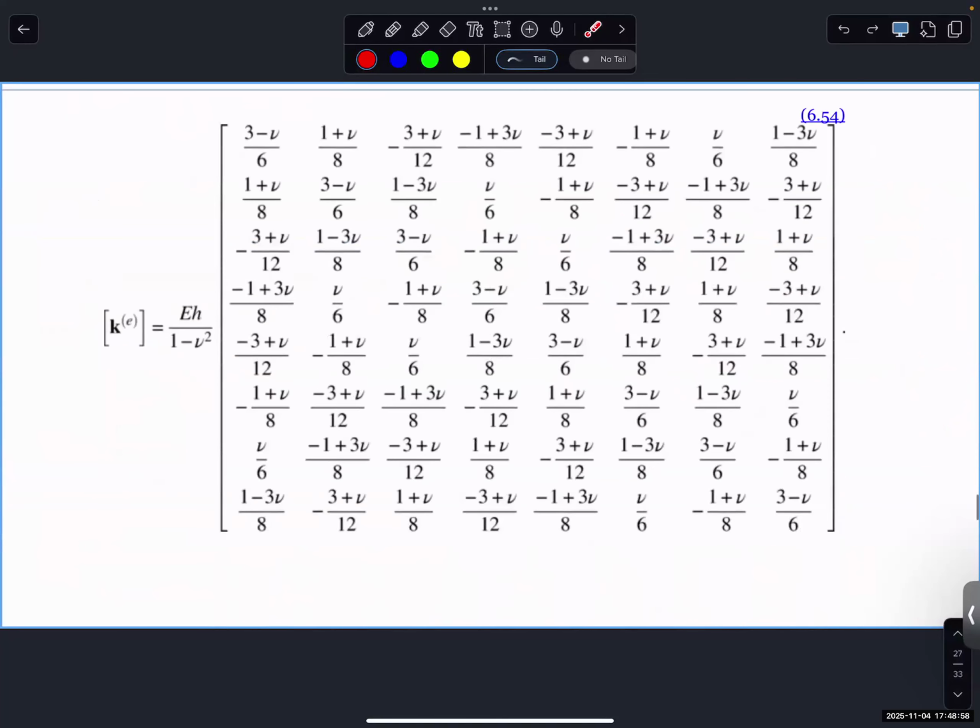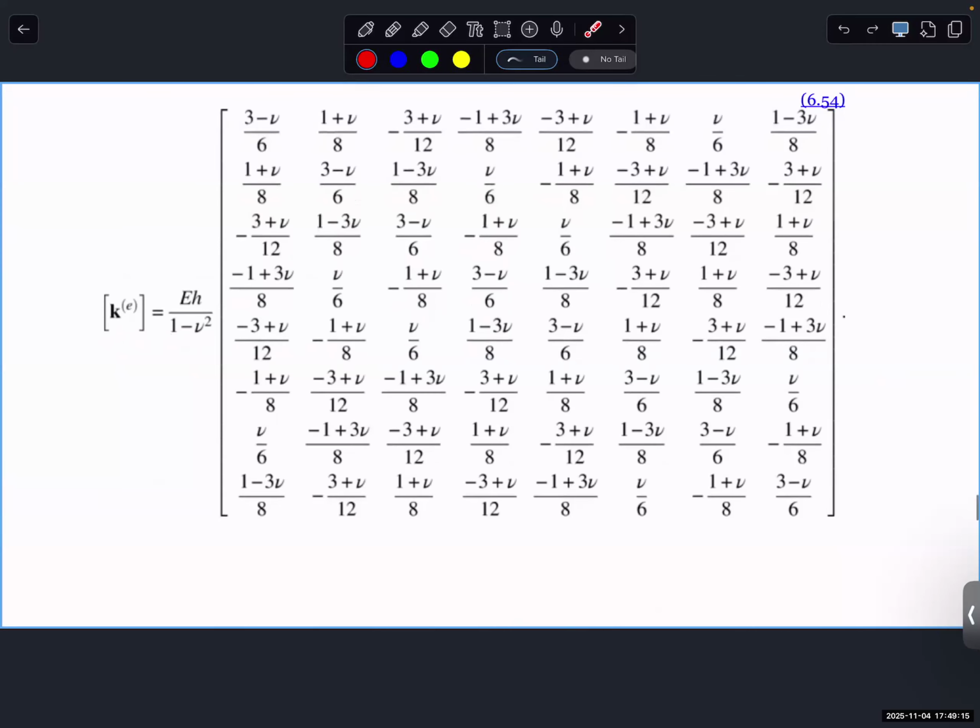Now this is for the plane stress situation. Let's say you have a square element in a plane stress situation, and we have 4 nodes. Each node can move in X and Y. So with 4 nodes, we have a total of 8 degrees of freedom. So the stiffness matrix becomes 8 by 8.